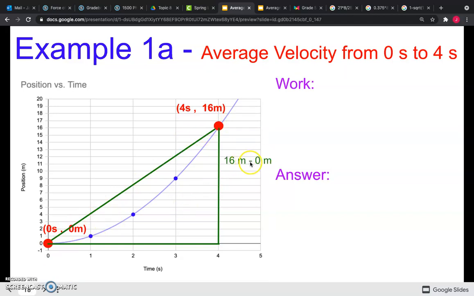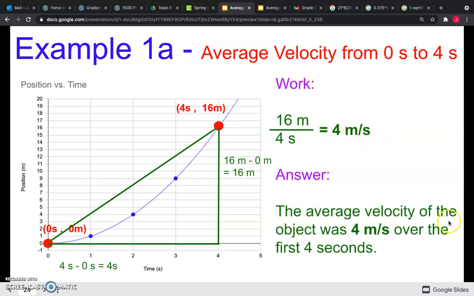So 16 meters minus 0 meters equals 16 meters. 4 seconds minus 0 seconds equals 4 seconds. And so then when we take 16 meters divided by 4 seconds, we get 4 meters per second. So our answer is the average velocity of the object was 4 meters per second over the first 4 seconds. Okay, this should be review though, right? We already did this exact problem one time before.